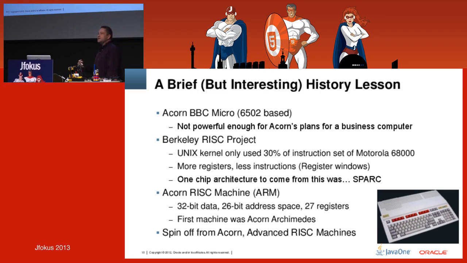So what they decided to do was to build a processor which had more registers, less instructions, and that way they could get better performance because you had more registers, so the memory was closer to the processor, you didn't have to go out to caches and main memory and so on.